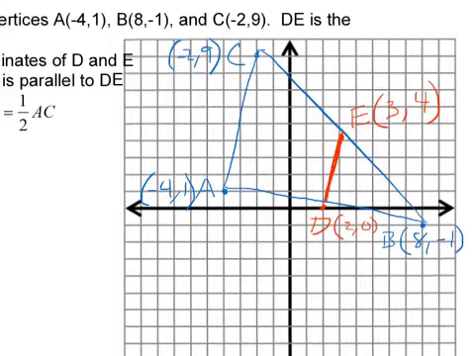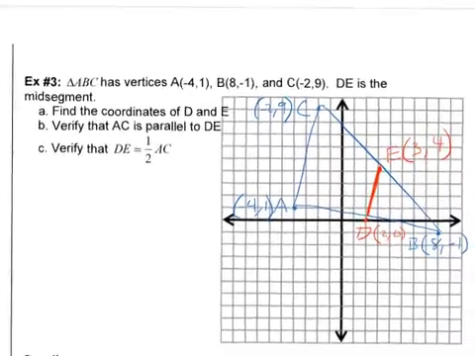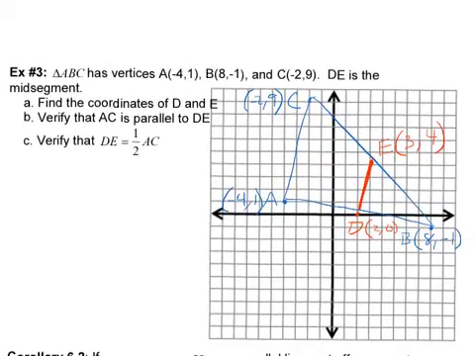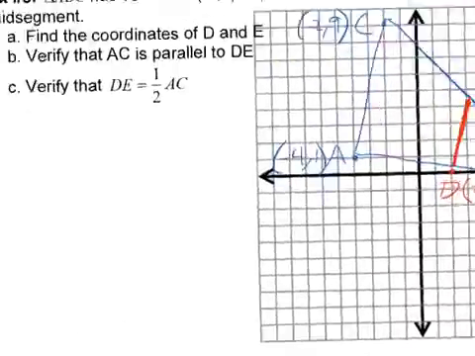Okay. Well, now let's see what else they want us to do. We found the coordinates of D and E, and now we want to verify that AC is parallel to DE. So we want to verify that these two lines are parallel. Well, some of you guys may have forgotten, but the way we verify that things are parallel is their slopes have to be equal. So we're going to just find the slope of AC, and we're going to find the slope of DE.